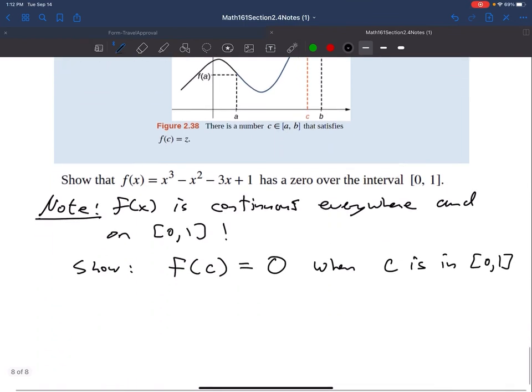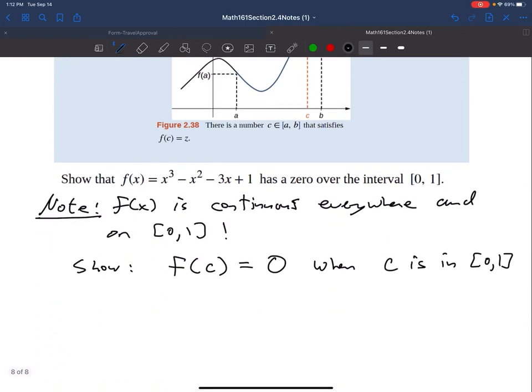Okay? When c is in the interval 0 to 1, how do I prove that? Well, let's first find f of 0. If I stick in 0 for f, I get 0 minus 0 minus 0 plus 1, which is 1. I think you can handle that. Put in 0 for all three of those.